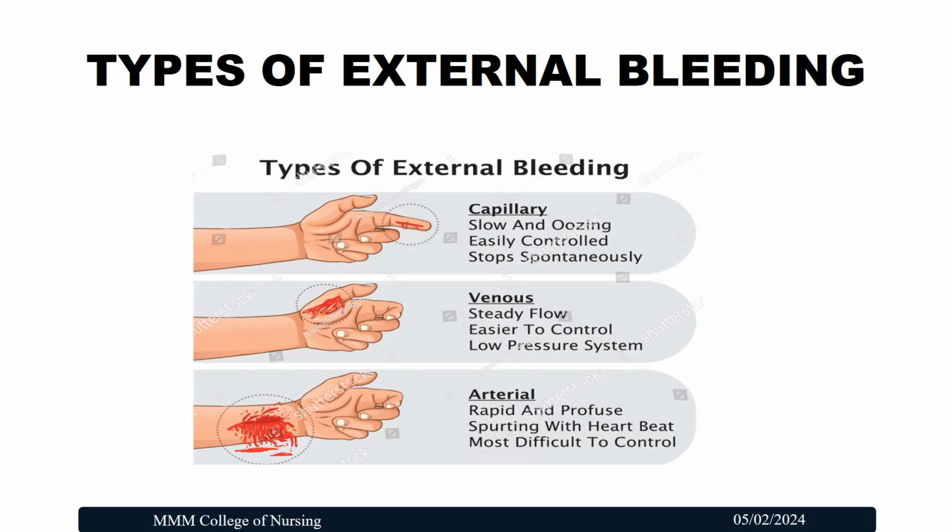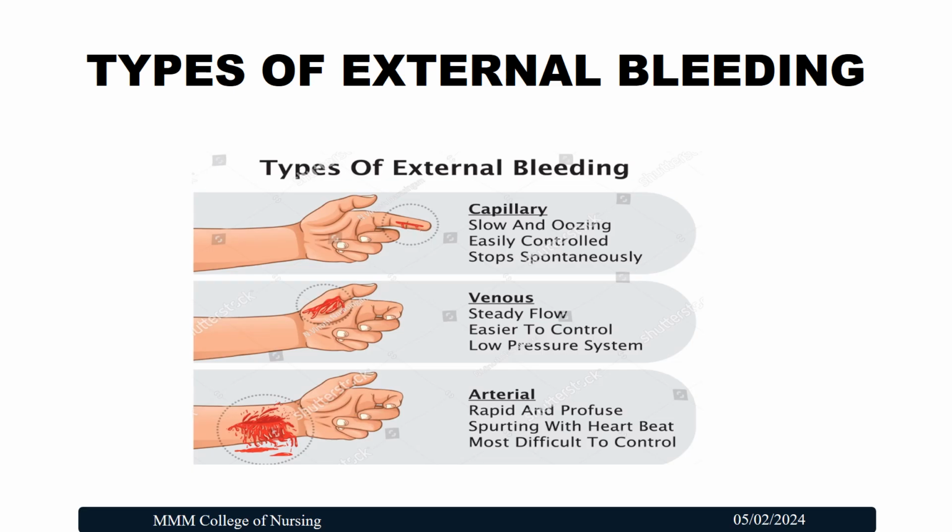So under external bleeding, we can classify three types. First one is capillary, second one is venous, and third one is arterial. So under capillary external bleeding, there is a slow and oozing out of blood. Bleeding can be easily controllable and it stops spontaneously. So under venous external bleeding, there is a steady, rapid flow of blood. It can be easier to control, and there is a low pressure system in this venous external bleeding.